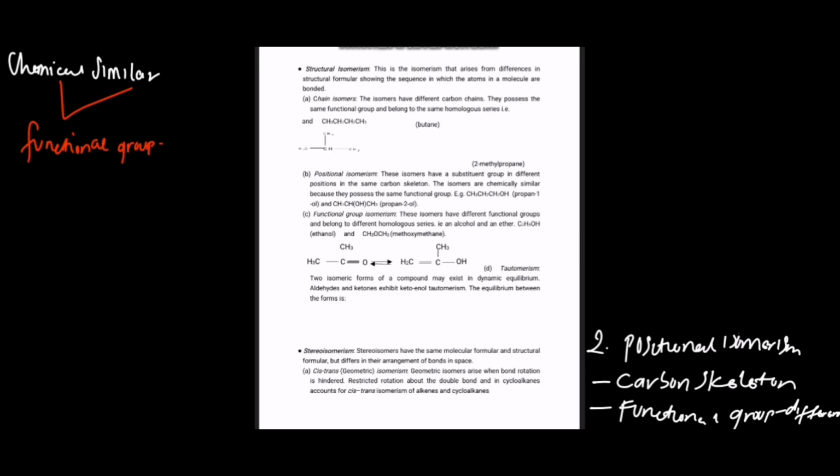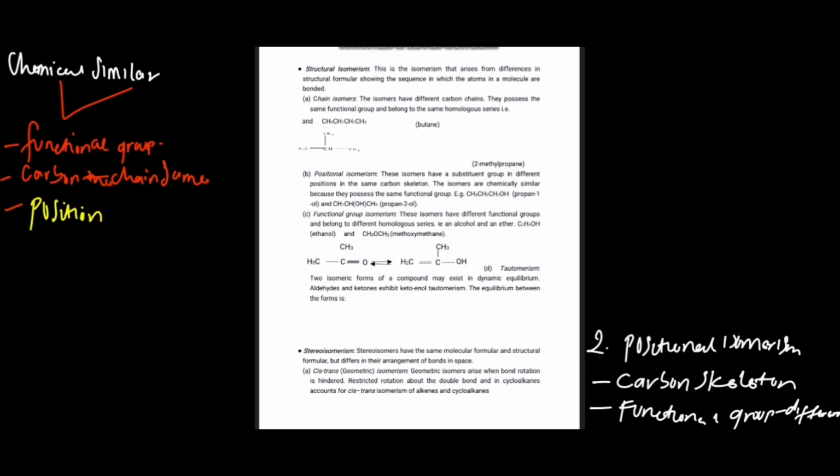The carbon chain is the same altogether. Despite having the same functional group, the only difference here is that the position of the functional group changes. That is very different. And despite the position of the functional group changing, their chemical property is still similar.